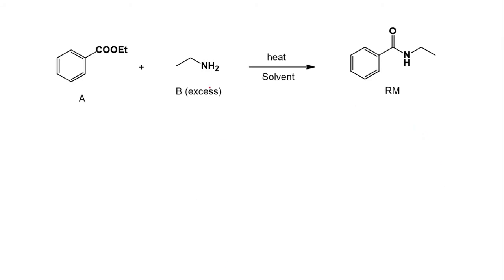Suppose you want to monitor this particular reaction. So this is what? Conversion of ester to amide. You have reacted ethylamine with ethyl benzoate. And how do you do the reaction? You just heat it in some particular solvent. It may be DMF. DMF is good.